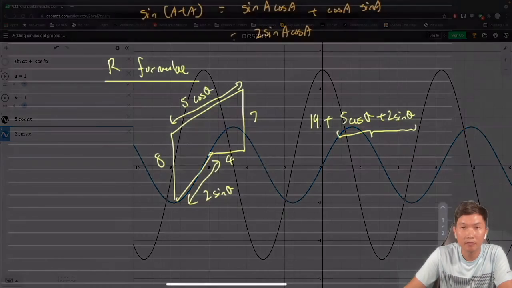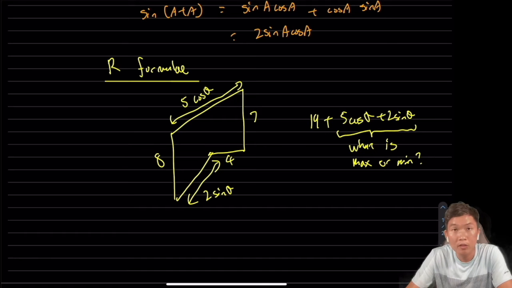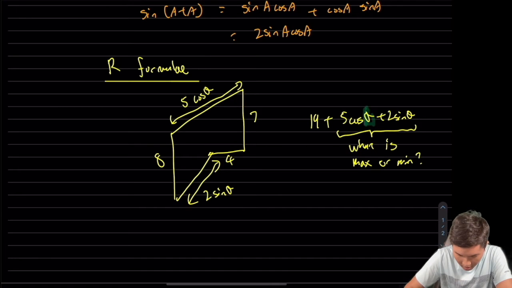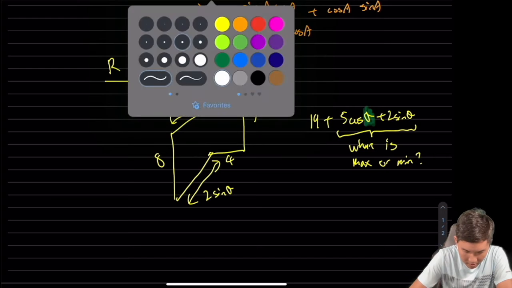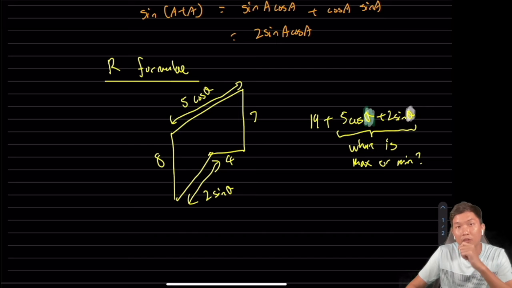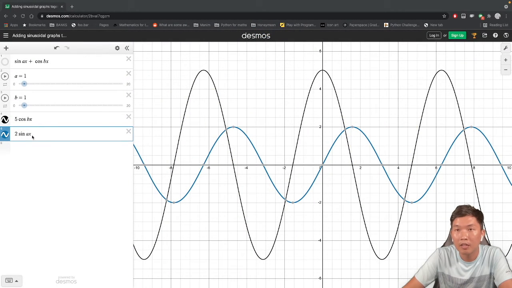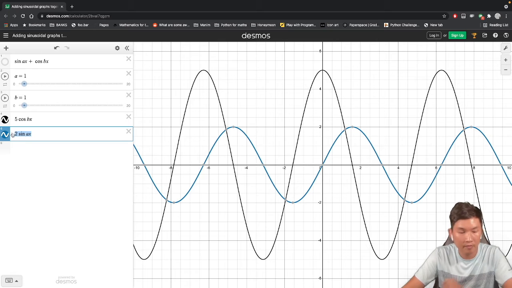Let's go back. What is the max? Max or minimum? Okay, so if they are both theta, oh, that's a bad color. They are both theta, and that means I can combine them into a single graph. Yes? So let's go back into decimals. Okay, let's take 5 cosine plus 2 sine. What do I copy? Control C.